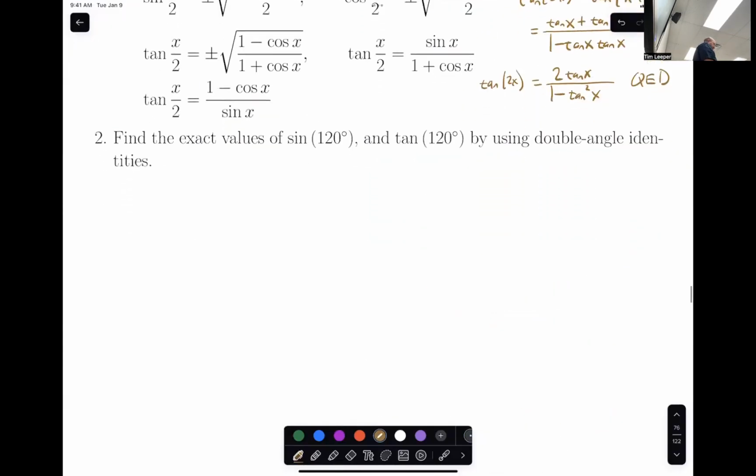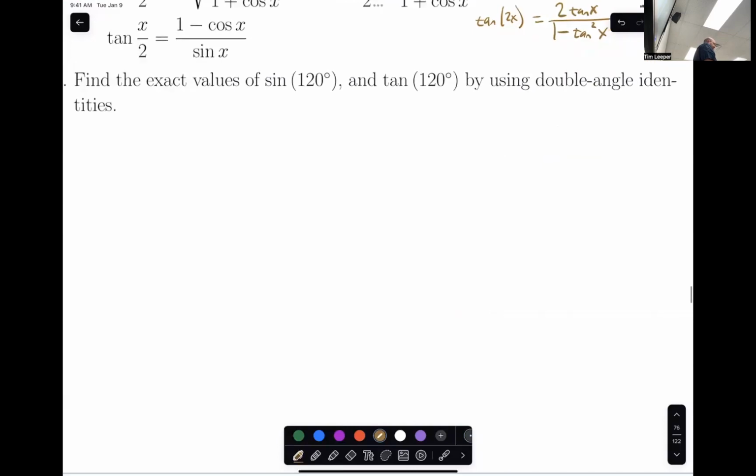So, number 2. Find the exact values of sine 120 degrees and tangent 120 degrees by using the double angle identities. And again, notice that it says double angle identities. If you don't use those, well, then it doesn't quite work out.